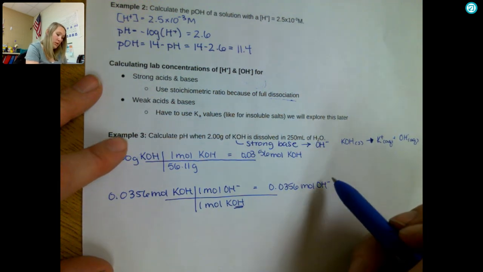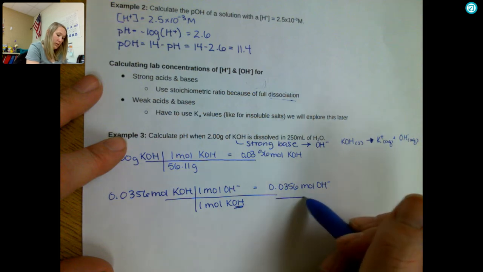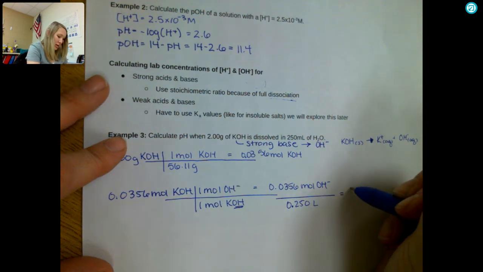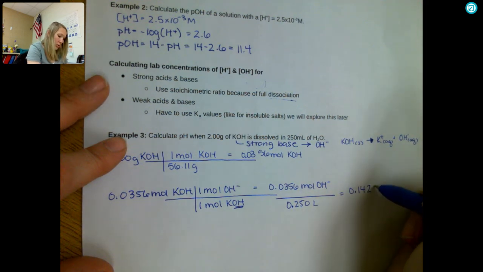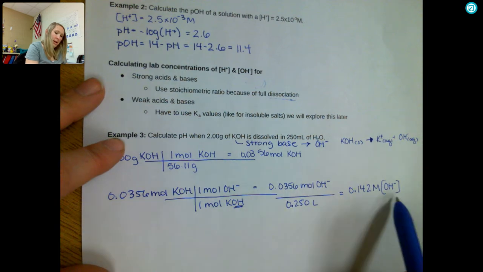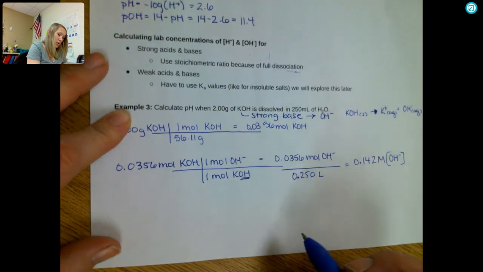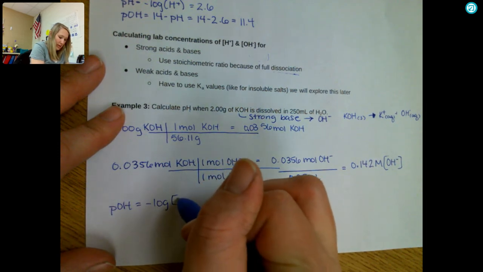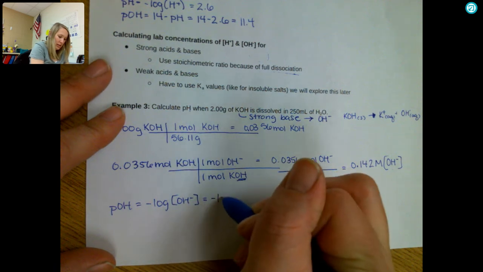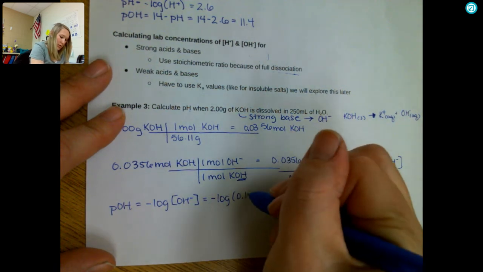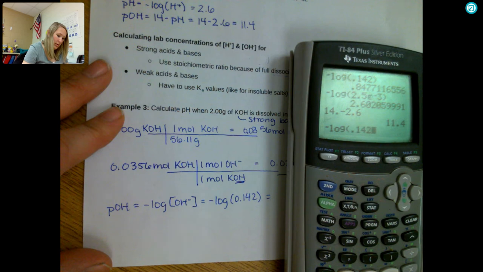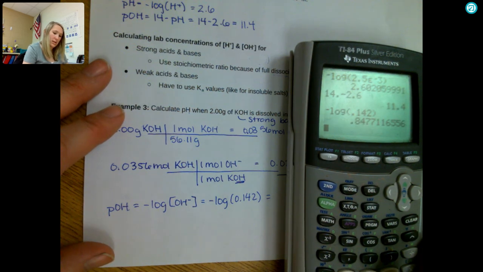Now we want to figure out its concentration. So we have to divide by our volume, 0.250 liters. And I get a concentration of 0.142 molar for my hydroxide ions. Okay. If I have hydroxide ions and I want to calculate pH, I'm going to first figure out my pOH, because my pOH is the negative log of my hydroxide ion concentration. It's the negative log of 0.142. Plugging that in my calculator, negative log of 0.142 is 0.848.